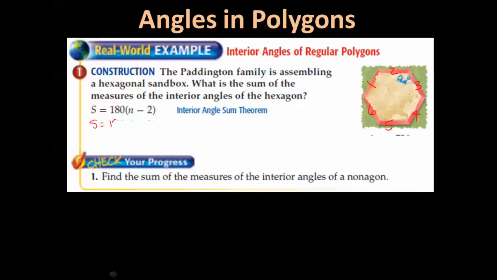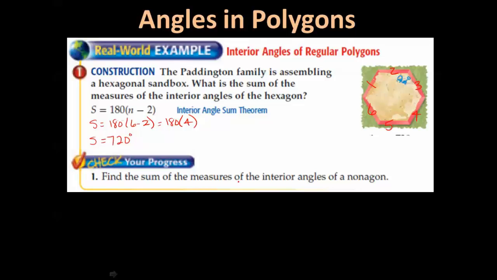So we're going to plug in 6 for n, which gives 180 multiplied by 4. I'm going to put that in my handy dandy calculator. That gives me 720. That's the sum of the interior angles.